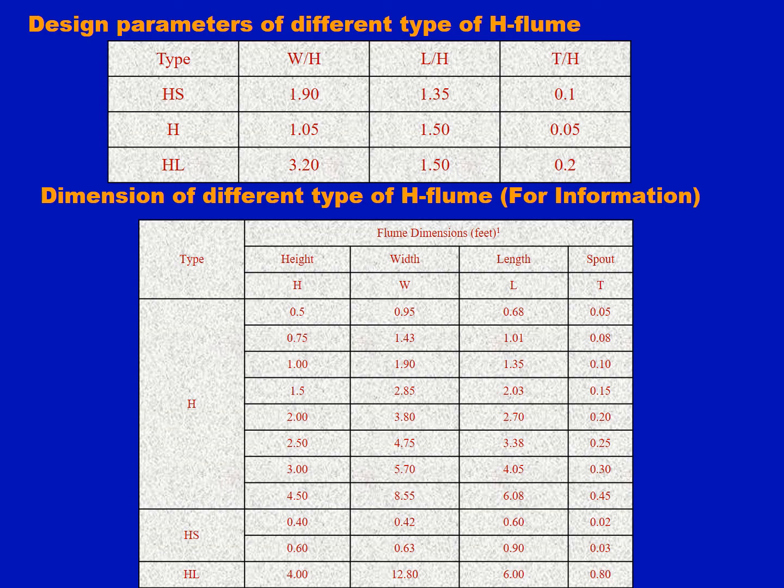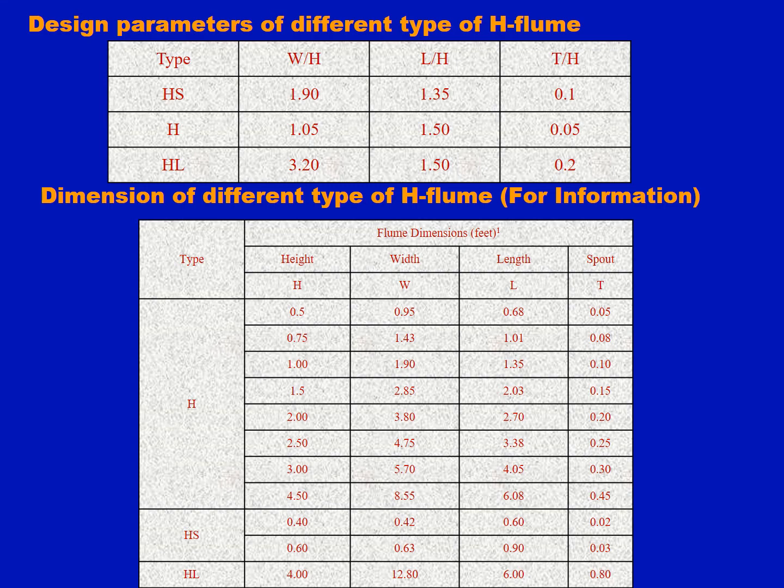So the H flume comes in 9 to 10 different combinations. That means these are the different variations in which we can get the H flume. Suppose the height is 0.5, width 0.95, length 0.68, T 0.05. So these are the standard sizes of HS, H or HL flumes which are available.